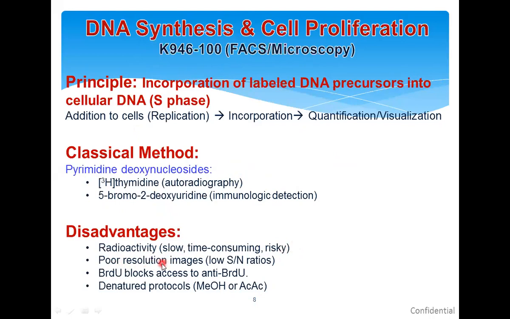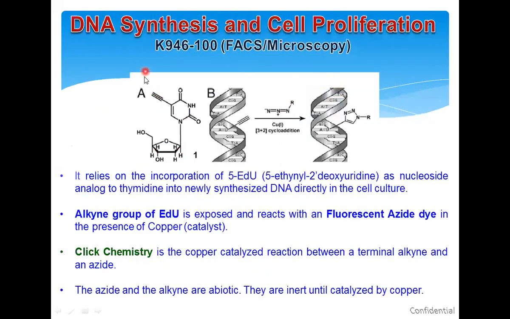Even the resolution of the images, the signal to noise ratio: signal is low, noise is high. In the bromodeoxyuridine method, it blocks access to the anti-bromouridine antibody when you use the antibody for the immunologic detection. So the bromodeoxyuridine itself blocks the antibody, and it needs denaturing protocols. That is how click chemistry varies.